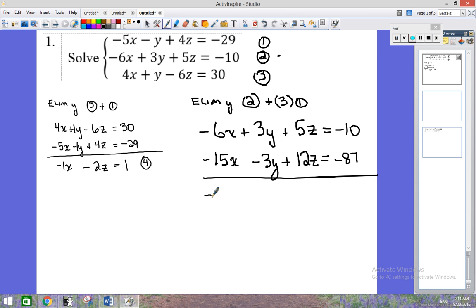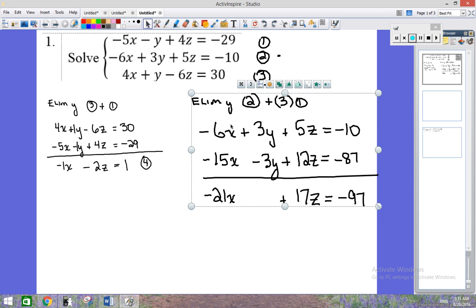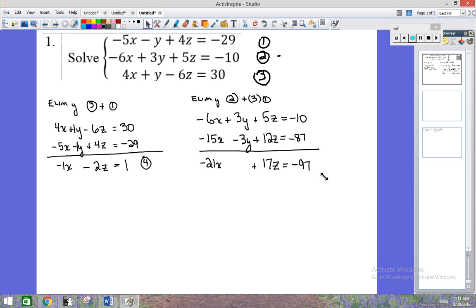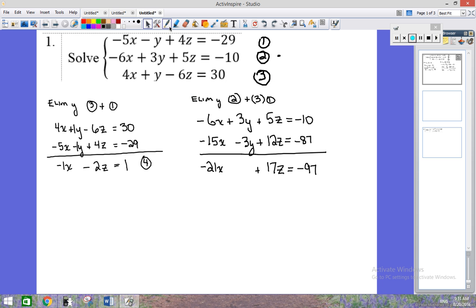Add these equations together. The y's are eliminated. I have 17z, negative 97. Alright. Let's label that equation 5.